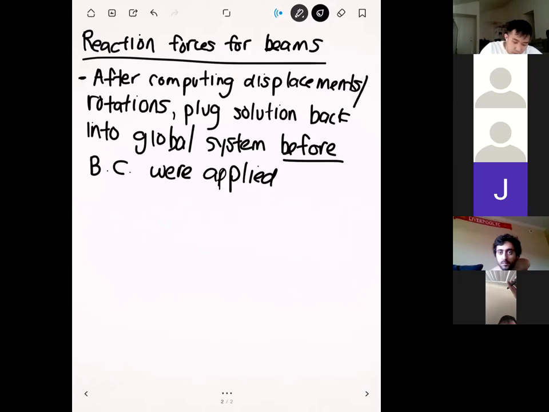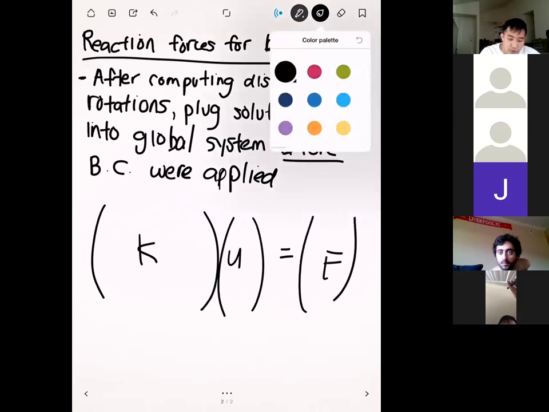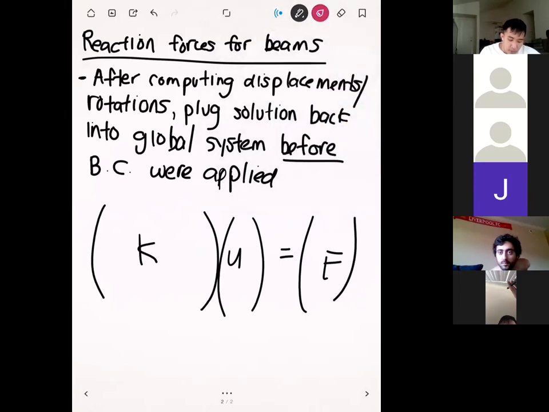Because most of the time, our global system looks like this, where we have a global stiffness matrix K, right? We have our displacements and rotations, so this is going to be our solution vector U. And then this is equal to a forcing vector F. By plugging our solution U back into the system and performing the matrix multiplications with K, what we can solve for is F, where F right here contains the nodal forces and the nodal moments at every node in our system.